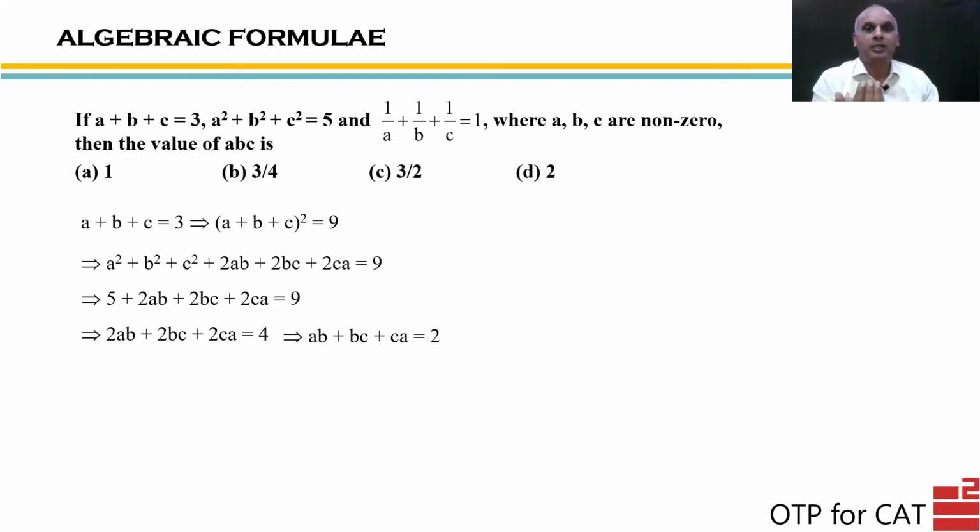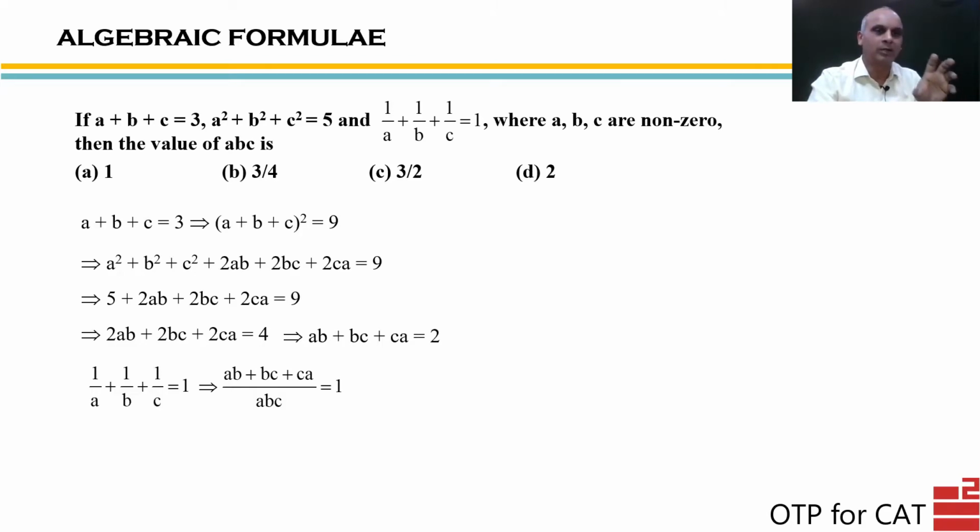Now, look at the third equation: 1 by a plus 1 by b plus 1 by c equals 1. If I take the LCM on the left hand side, I'll get abc in the denominator and ab plus bc plus ca in the numerator. Do you get this? So we have this expression equal to 1. Shifting the denominator to the right hand side, ab plus bc plus ca is equal to abc. But we have already found the value of ab plus bc plus ca, which is 2. So obviously abc is also equal to 2. And that's exactly what was asked.